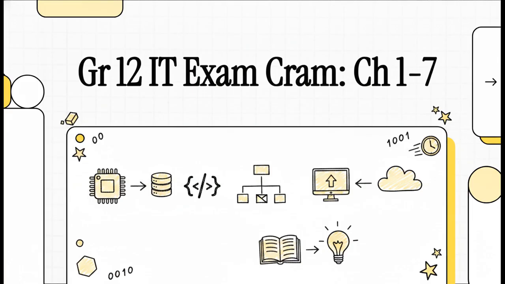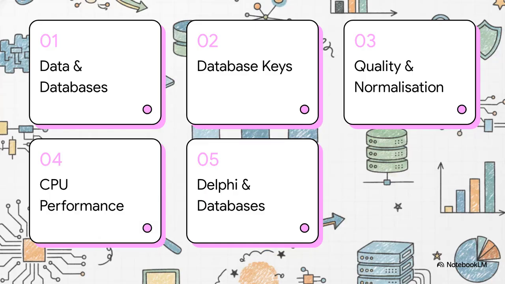So today, we're doing a high-octane, perfectly structured crash course. We're going to cover everything you need to know from chapters 1 through 7. No fluff, just the exact facts, definitions, and practical steps you need to absolutely ace this thing. Let's get into it. Here's our cheat sheet for today.